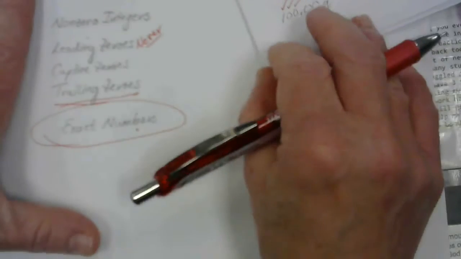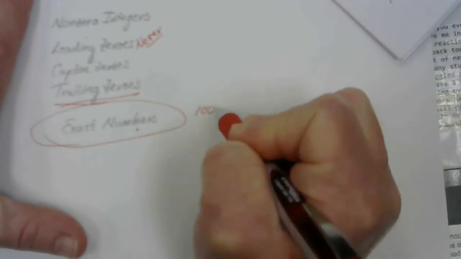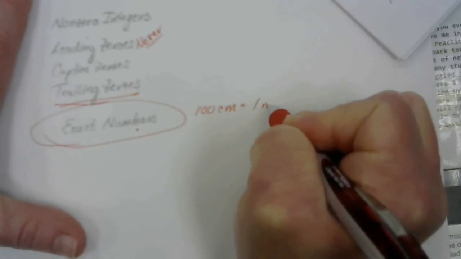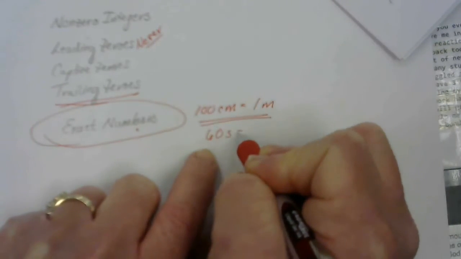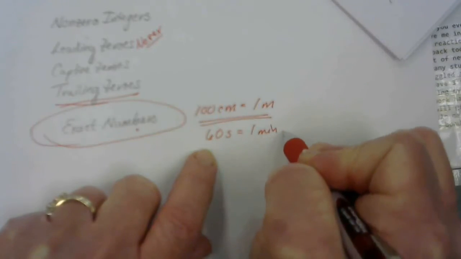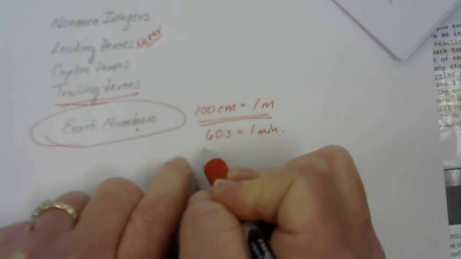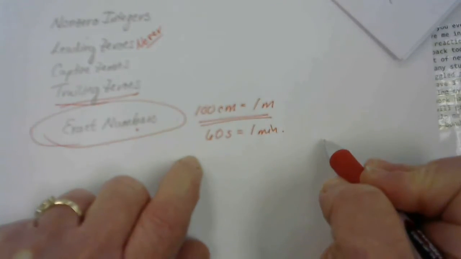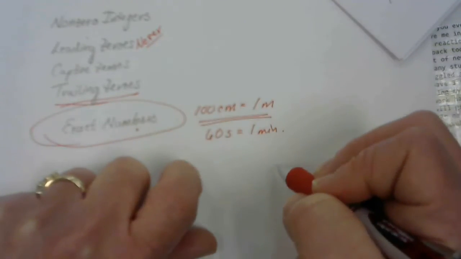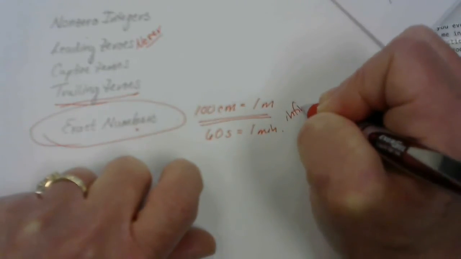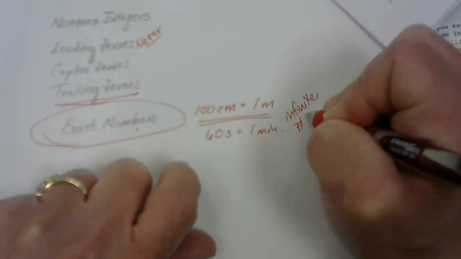Okay, so what about this category of exact? Exact numbers are either defined relationships, like there's 100 centimeters in 1 meter. Well, that is a definition. There are 60 seconds in 1 minute. Actually, this is really 60.00000 equals 1.00 and on forever. We've established this relationship. So these have an infinite number of significant figures.